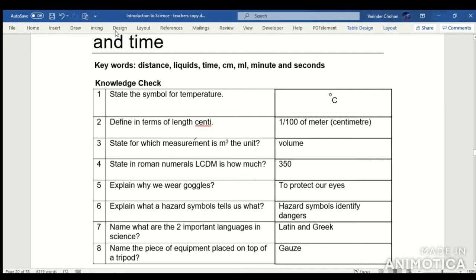Question 6, a hazard symbol helps us to identify dangers. Question 7, two important languages in science are Latin and Greek. Question 8, we place a gauze on top of a tripod. Check your answers, correct any that you've got wrong, and then give yourself a mark out of 8.